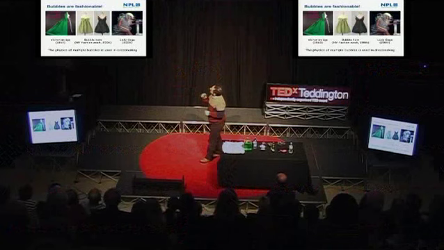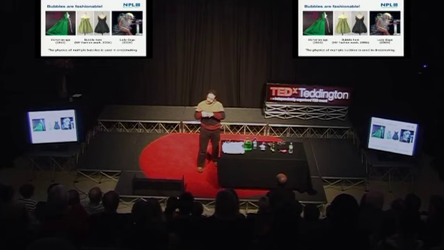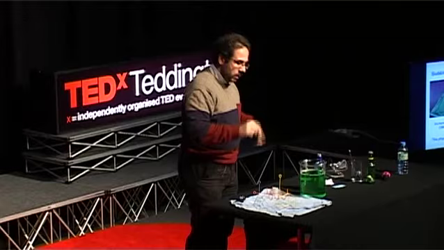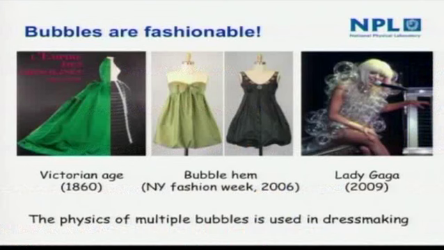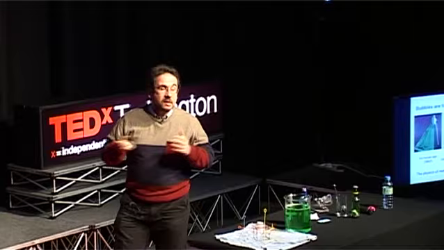And what you can do with bubbles is something more interesting like that. If you think about the Victorian age, what they had was a gun which was resting on some wire, which was doing exactly the same thing that I'm doing here with my bubbles. So you give shape, and you can do something more fashionable like this bubble hem, or what this famous singer is wearing in this dress. So the physics of studying multiple bubbles is the same that you can find in dressmaking.